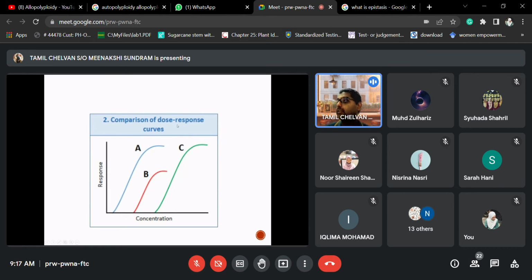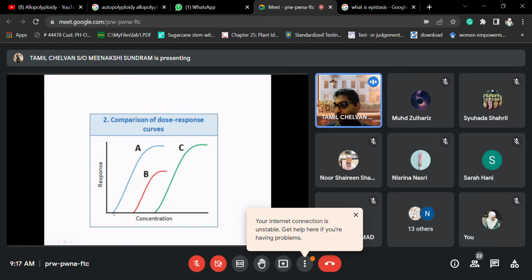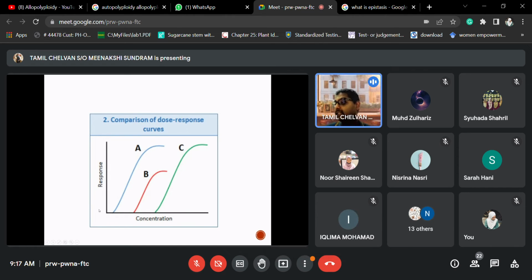This is the comparison of dose response curves. Let's say this is drug A. If you give this much, from this point that I showed, effectiveness starts. B takes more concentration than that. C is higher. One example I can give is the variety of vaccines.